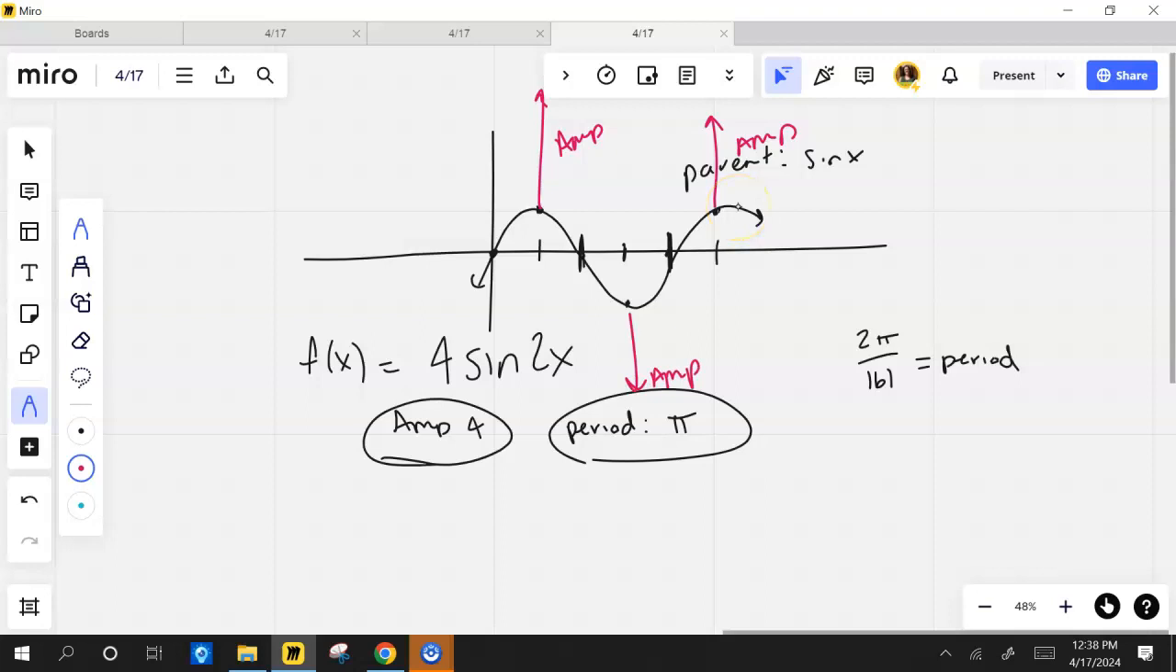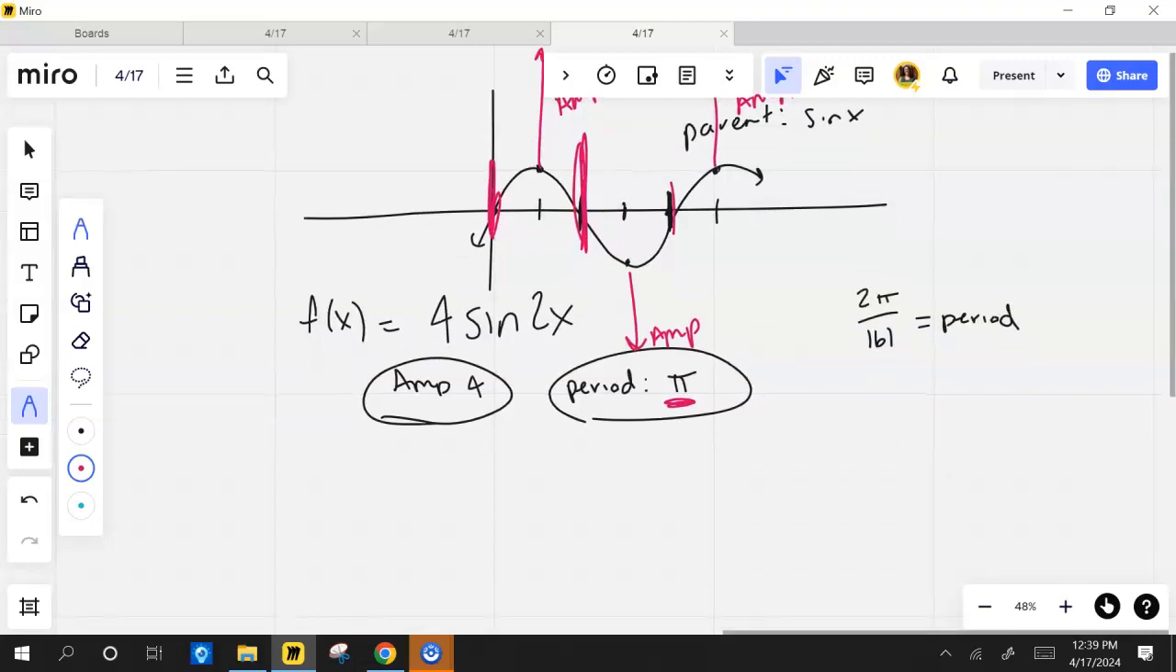But the period, changing the period is when it gets hard. Because changing the period changes how frequent it makes a cycle. So here, instead of going from 0 to 2 pi, this time it's from 0 to pi. I've got to have a whole cycle done within this section. It's going to be real small. That's exactly right. So here's the way I do it. I start.